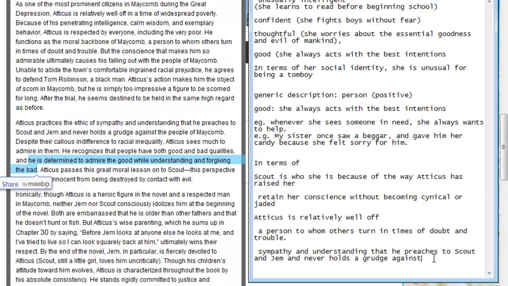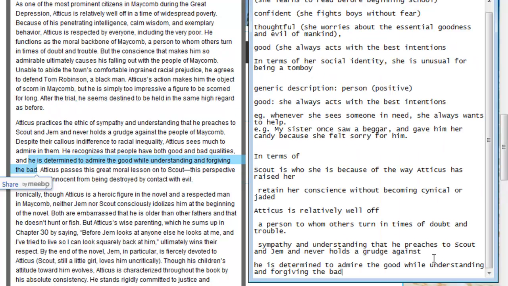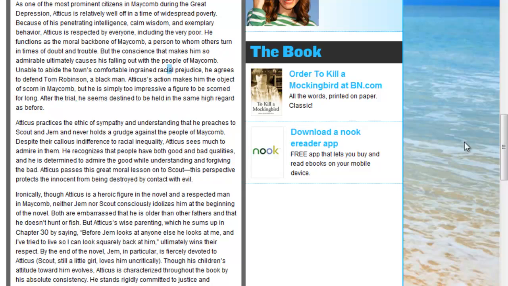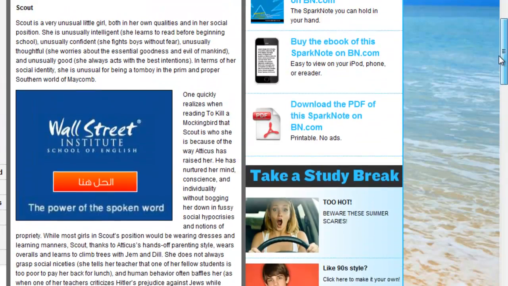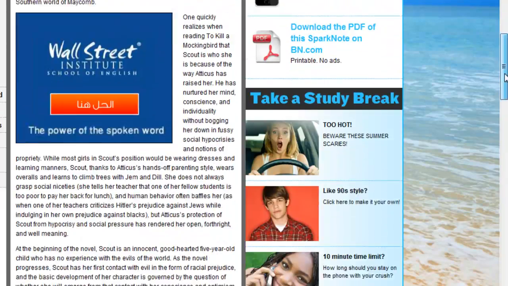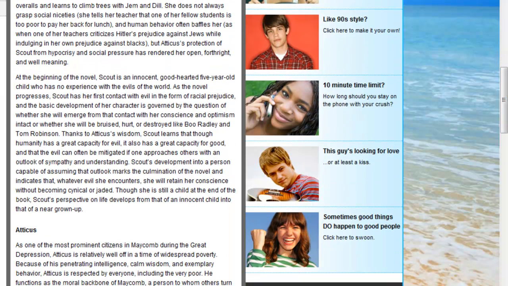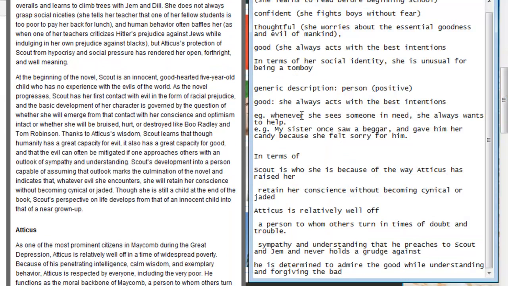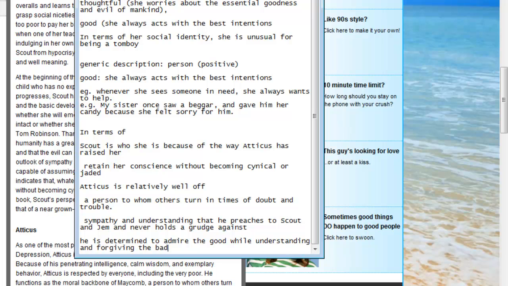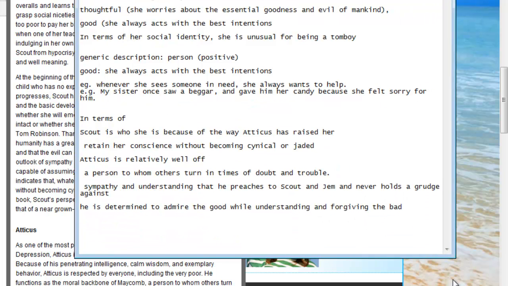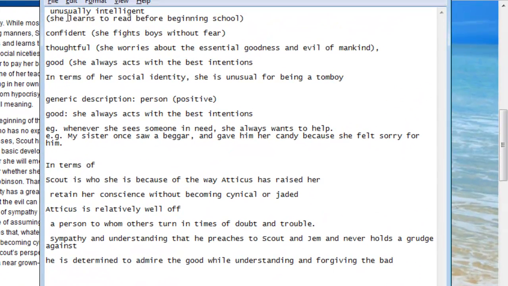Alright, we'll finish there. So as you can see, in just a couple of paragraphs from a random book, To Kill a Mockingbird, we have generated some pretty good descriptions, positive descriptions of people.